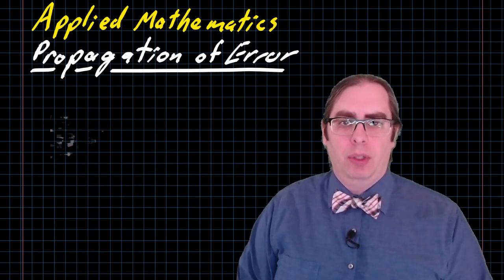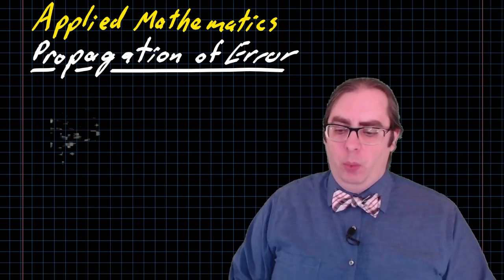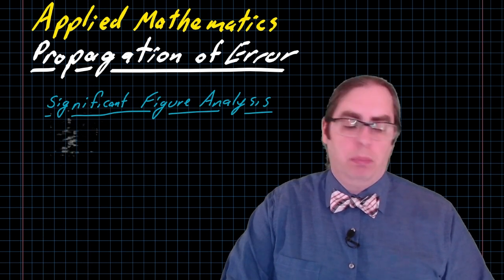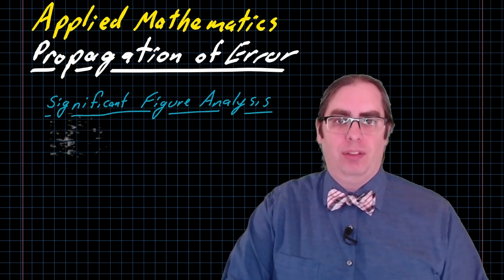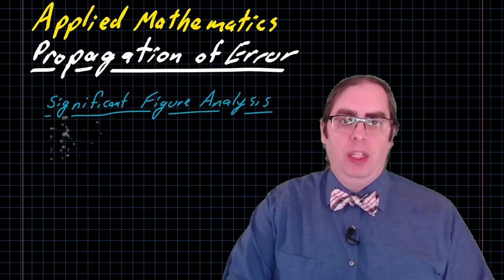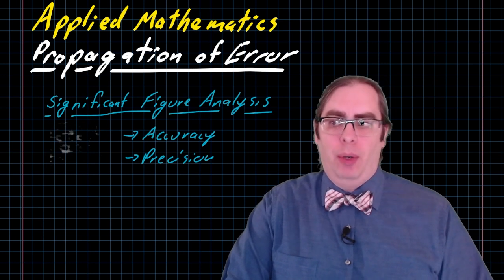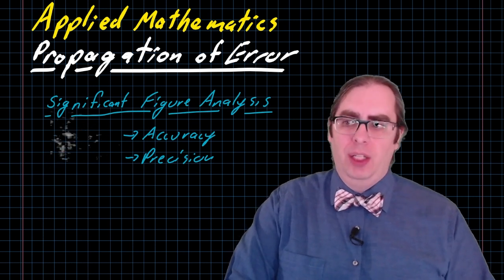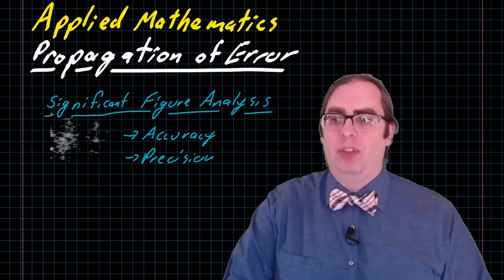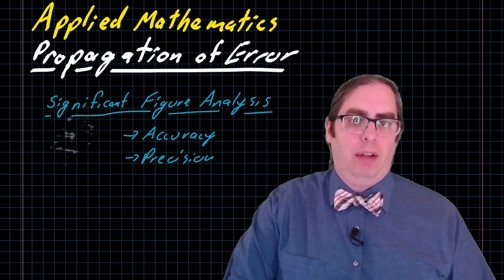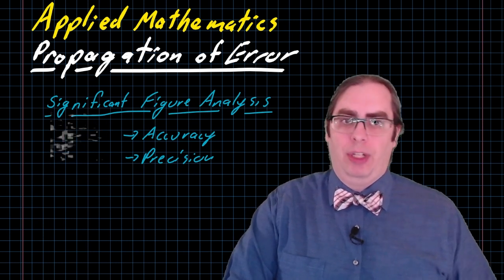In this video, I want to talk about propagation of error, which is probably the most important idea behind significant figure analysis. We've seen previously that we can use significant figures as a way of describing how an approximate value is approximated using vocabulary of the accuracy, number of significant figures, and precision, the place value of the last digit, the place to which it was measured or to which it was rounded if it's a calculated value.